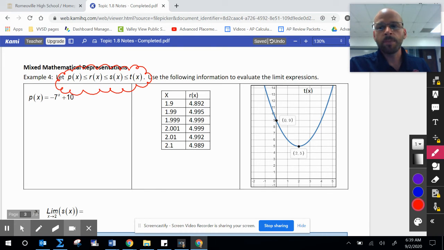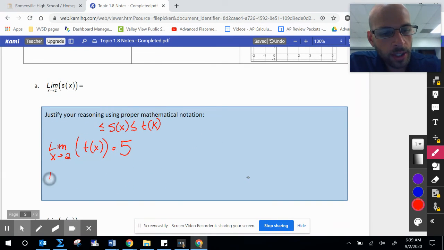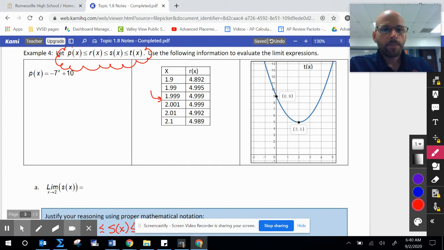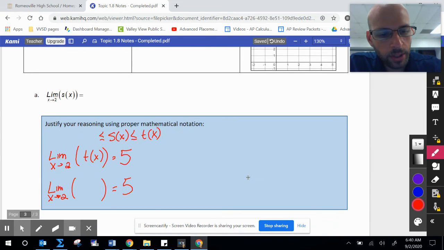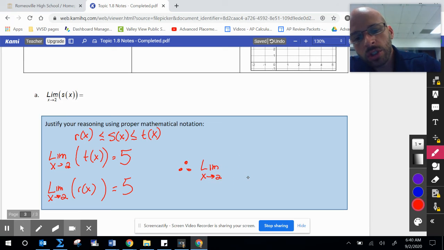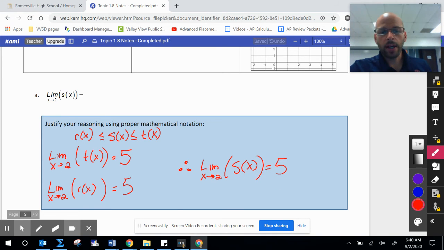Because again, in order to use squeeze theorem, we need the left and the right of our compound inequality to give the same output. So as x approaches 2, which function will also be 5? That's what I want to look at. And if you take a look here, that's going to be r of x. So I finish off this compound inequality: r of x is less than s, which is less than t, and we proved that the limits of those two functions are both 5. So now we can conclude that the limit as x approaches 2 of s of x has to also be 5. Okay, that's the idea.